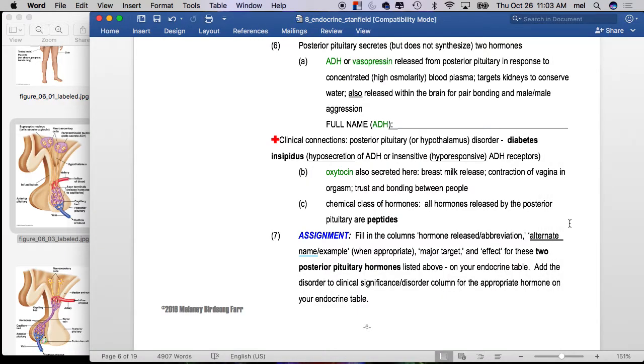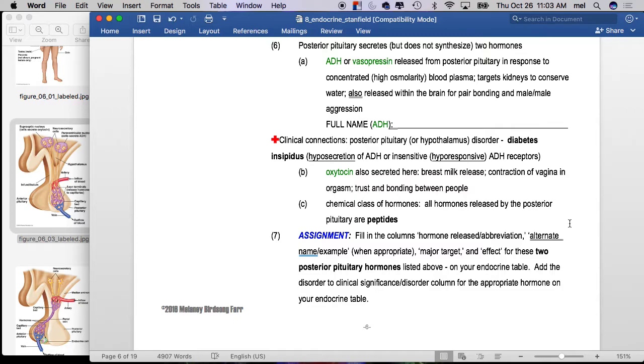The first one, and you don't have to remember the names of the nuclei: these cells secrete a hormone that has two different names. Each name tells you something about the hormone. The first name is ADH, antidiuretic hormone. It's implying a target. What's the target it's implying? Diuretic. Antidiuretic. Yes, that is one of the targets.